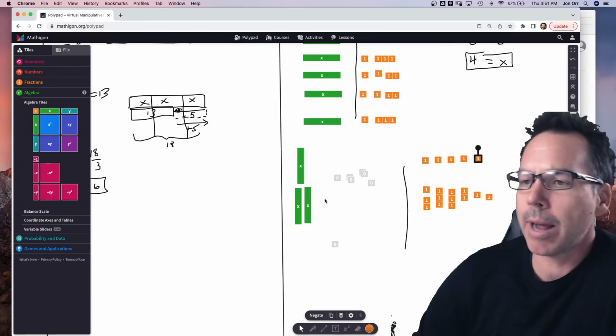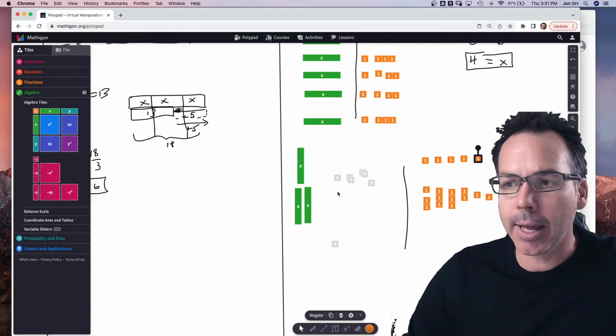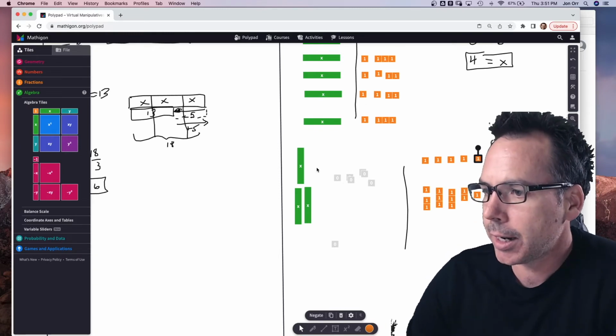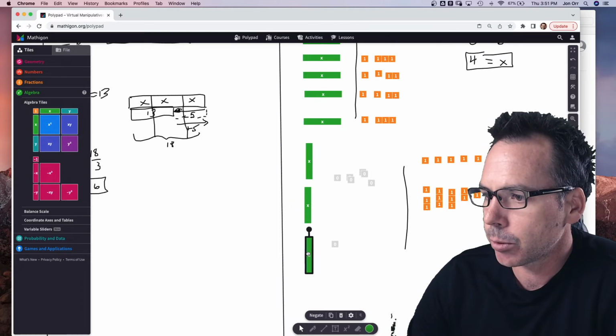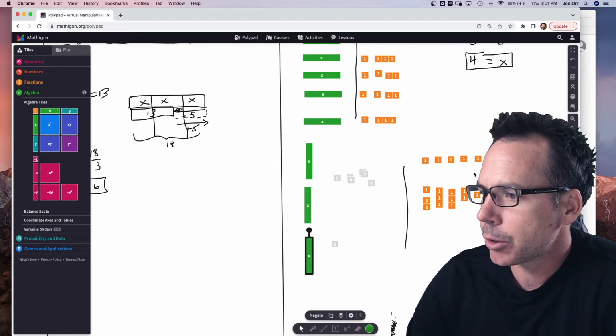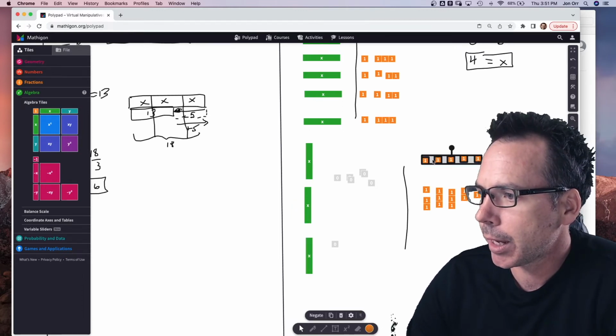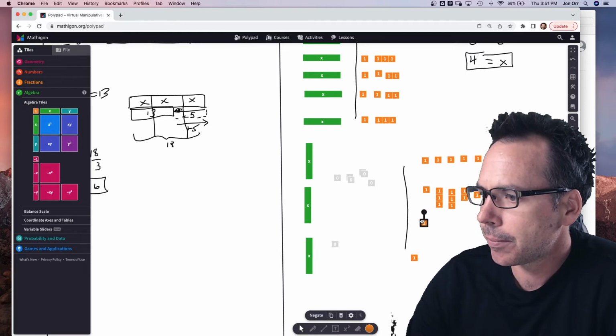All right, so now I've done that, and now I'm at a place where I can divide these up into 3 equal groups. There they go. And now we can do the fair sharing right here and see how many we got. So I've got 5 there.